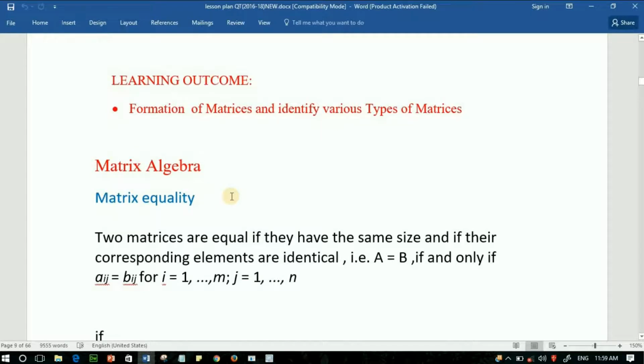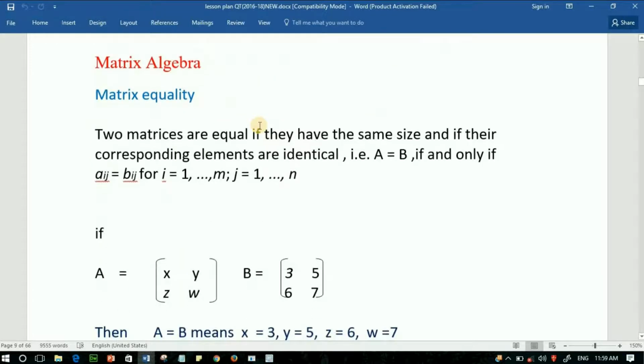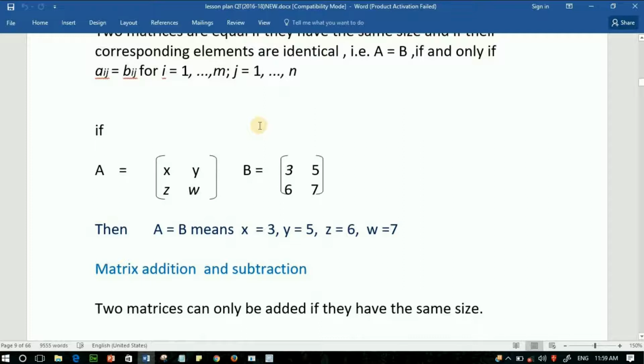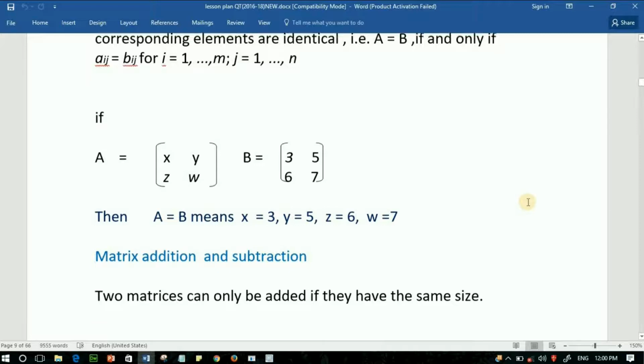Now we are going to discuss matrix algebra. Like real numbers, matrices have addition, subtraction, equality, etc. First of all, we will discuss matrix equality. Two matrices are equal if they have the same size or dimension, and also their corresponding elements are equal. For example, if A is equal to x y first row, z w second row, and B is equal to 3 5 and 6 7, A is equal to B means x is equal to 3, y is equal to 5, z is equal to 6 and w is equal to 7.